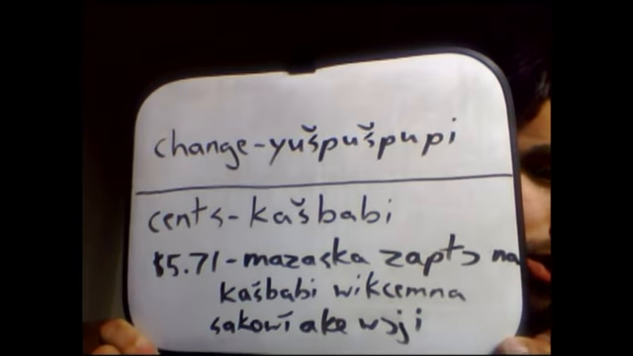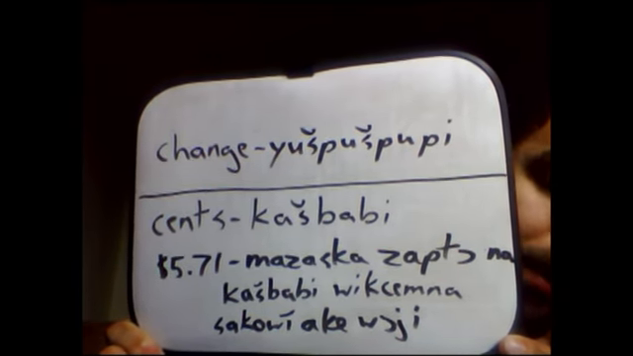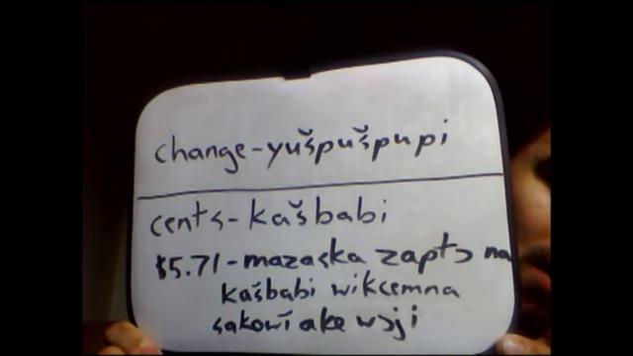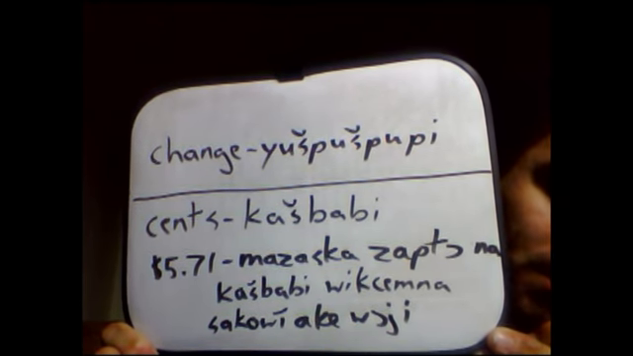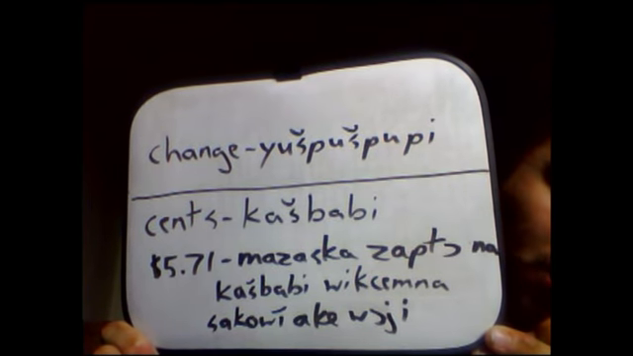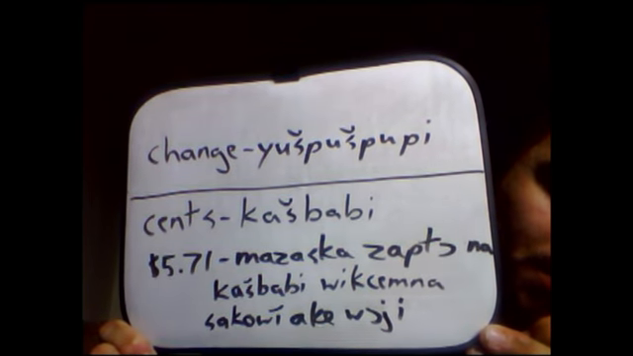The last thing I can show you is how to do cents or change. Now the word for change is yushbushbupi, but when we're talking about cents, they just use the word for dime, kashbabi. So $5.71 would be mazaska zaptal na, which is the word for also. Mazaska zaptal na kashbabi wikchemna shakuake wanji.